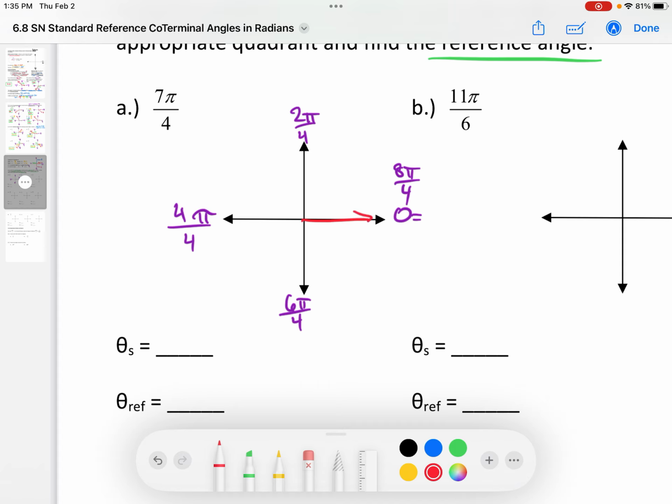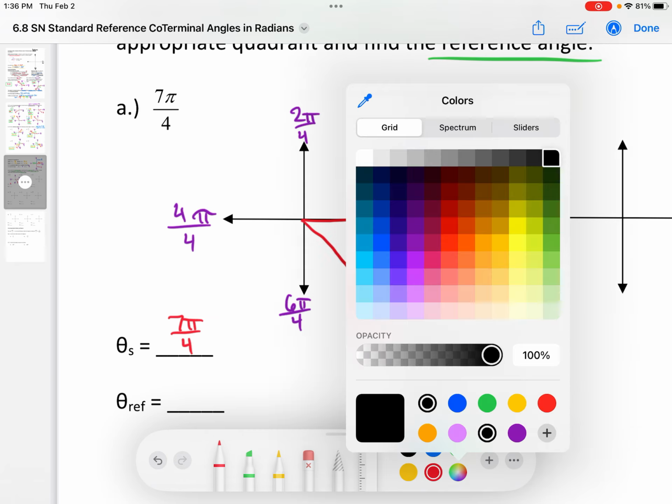7 pi over 4 would start at 0 and wrap around to between 6 and 8 pi over 4. So here is 7 pi over 4. Since that's already between 0 and 2 pi, that is 7 pi over 4.